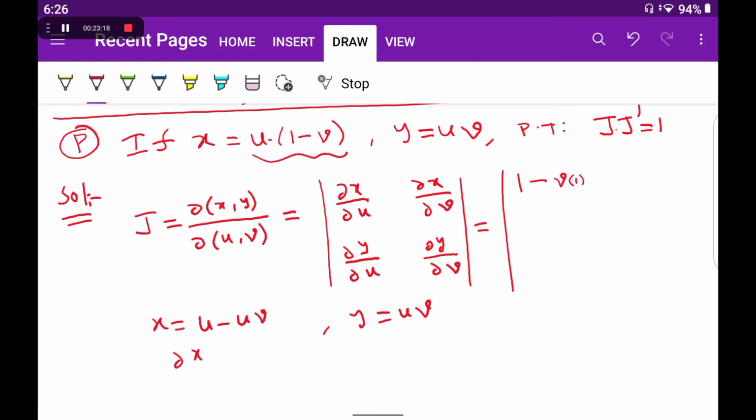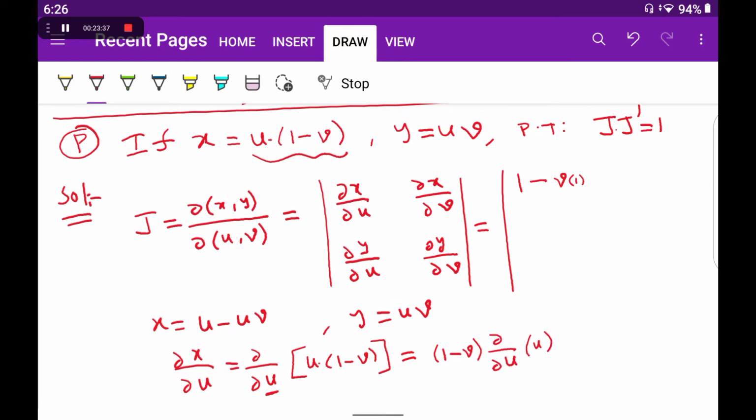It is ∂x/∂u is ∂/∂u of u into (1 - v), right? We are differentiating with respect to u, so 1 - v is kept as constant. You can take it out. The remaining is u. So (1 - v) into ∂u/∂u, 1. It is 1 - v. Okay.